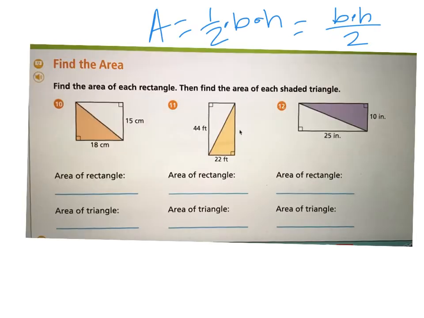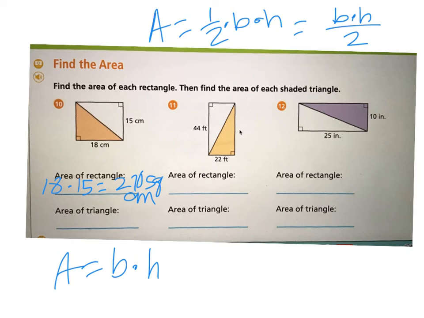Okay, so I'm on page 398. Let's do number 10 together. They're asking you to find the area of a rectangle and then the area of a triangle. The area of a rectangle, remember, is just base times height. So 18 times 15 is the area. That equals 270 square centimeters.